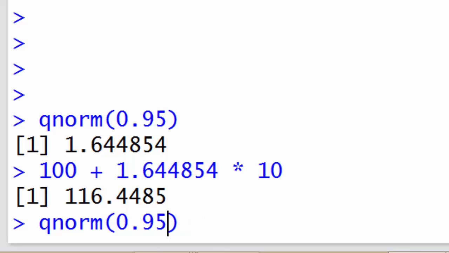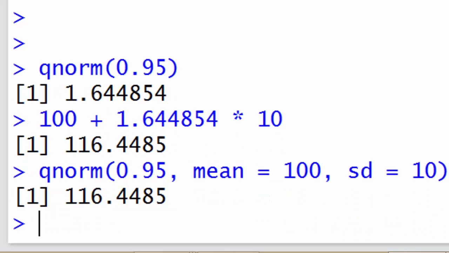But let's actually just do it how we would do it without doing that calculation. So we would want qnorm 0.95, and then we'd want to just tell it that the mean is 100 and the standard deviation is 10. And then you can see it gives the same number.